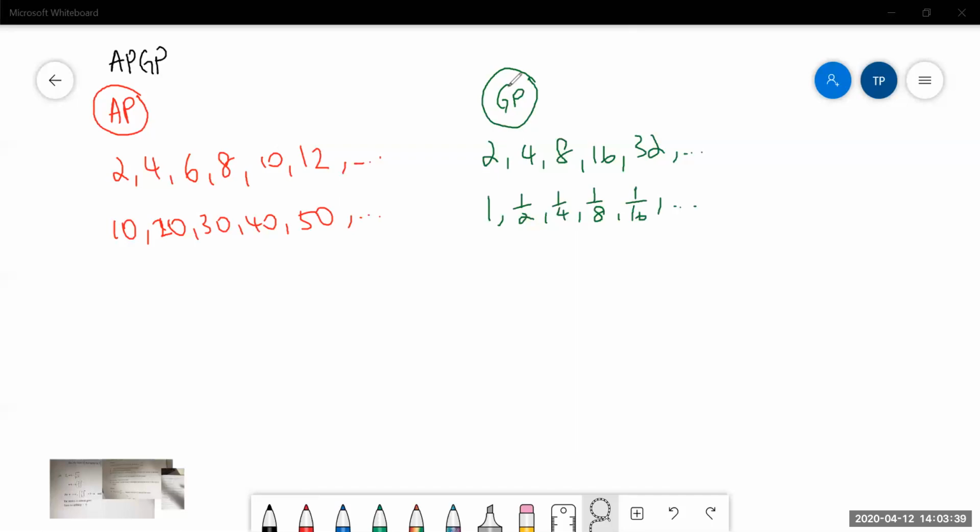So to simply put it, for AP, we have a common difference, denoted by D. For GP, we have a common ratio, denoted by R.